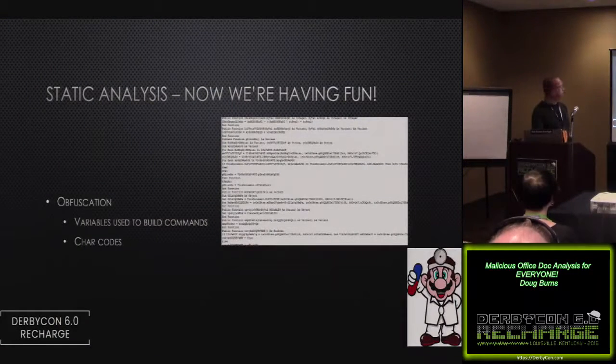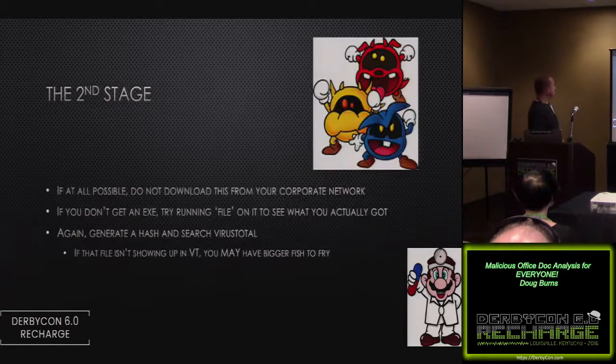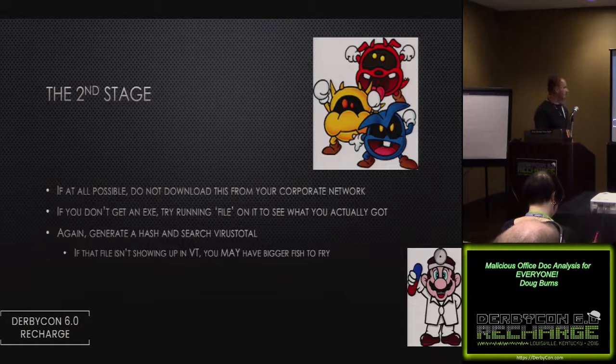All right, so static analysis. The second stage, right? We've decided that this is a dropper. We don't have the bad stuff in the macros. So now we want to pull down the second stage and see what is the badness. If at all possible, don't download this from your corporate network. That's where we're going to spin up that VPS that we've got in Toledo, Ohio, and pull down the malware so it doesn't look like it's my company pulling it down. It's just a non-attribution thing, right? Don't tip your hand if you don't have to.